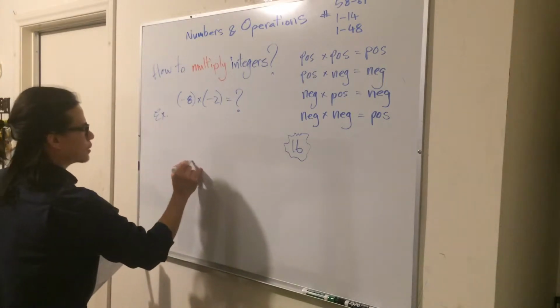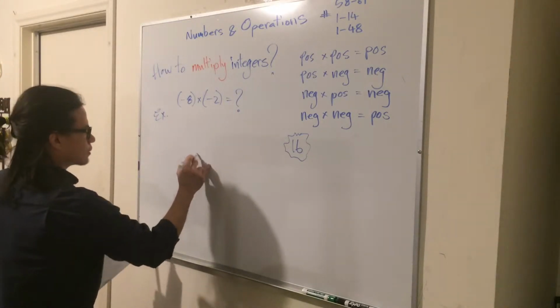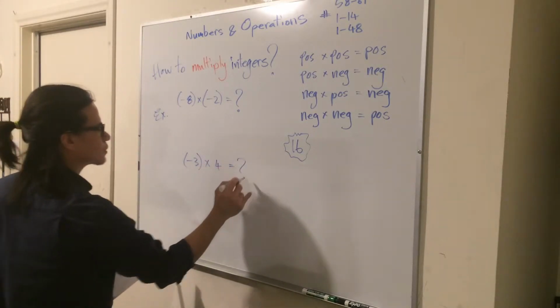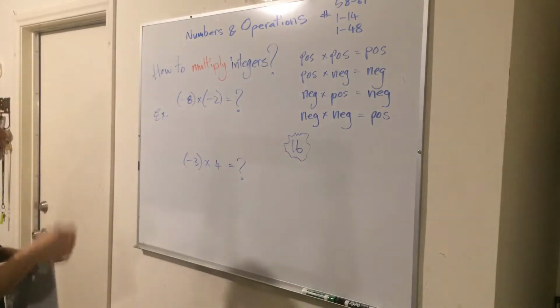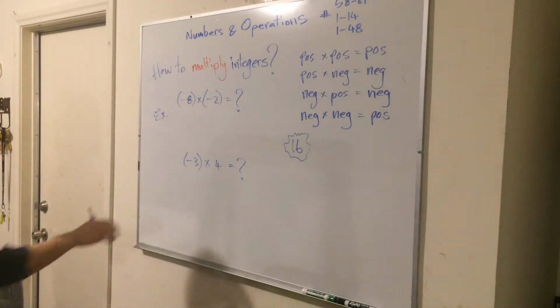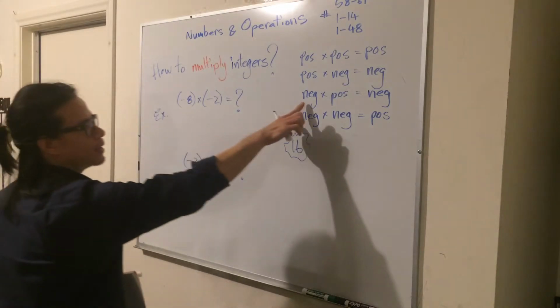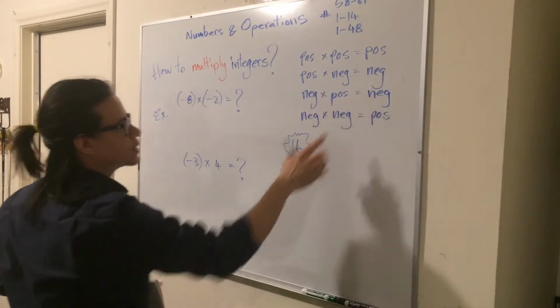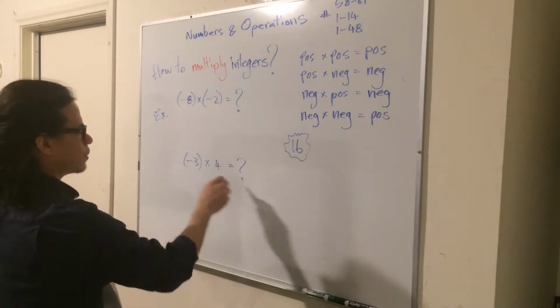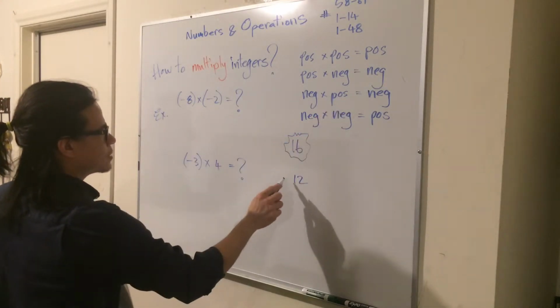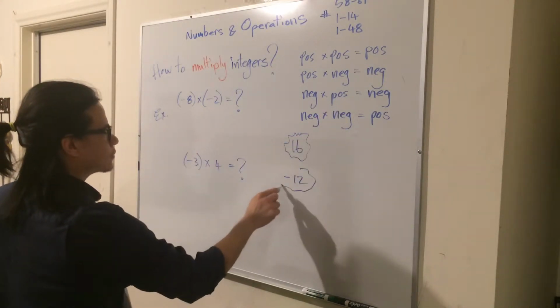What about negative 3 times 4? What would you get? Okay? So we have a negative times a positive. Negative times a positive is equal to negative. So take 3 times 4 is 12. And our answer is going to be negative.